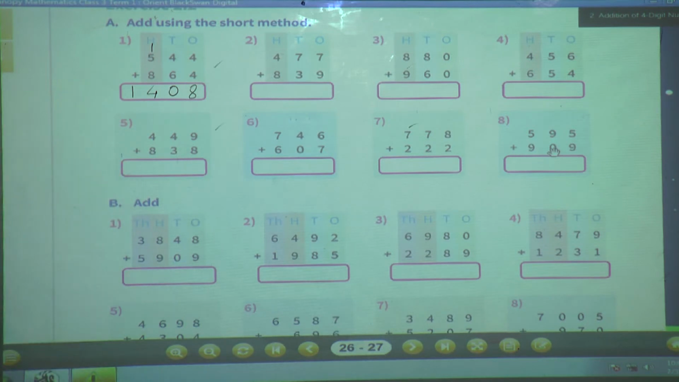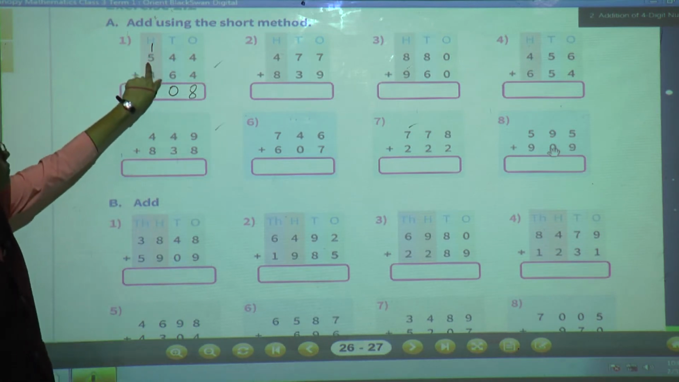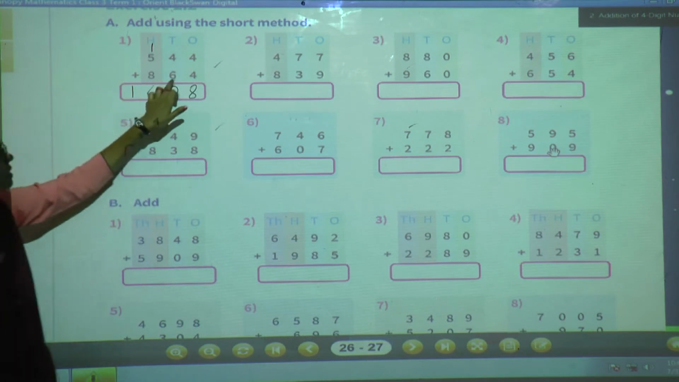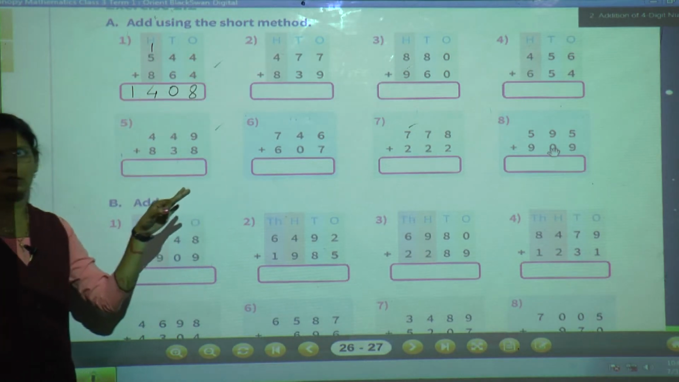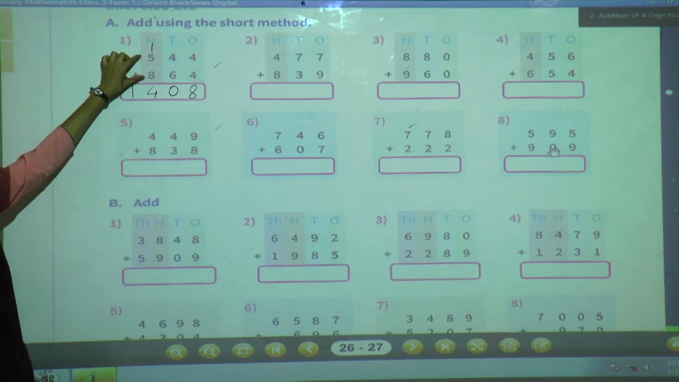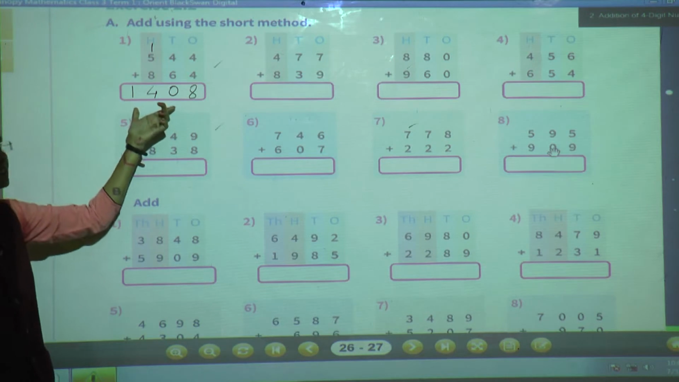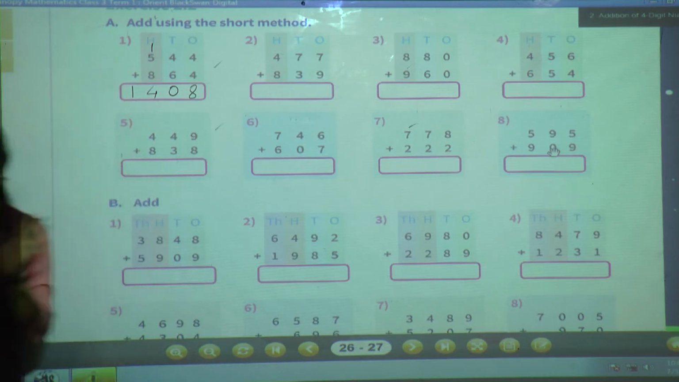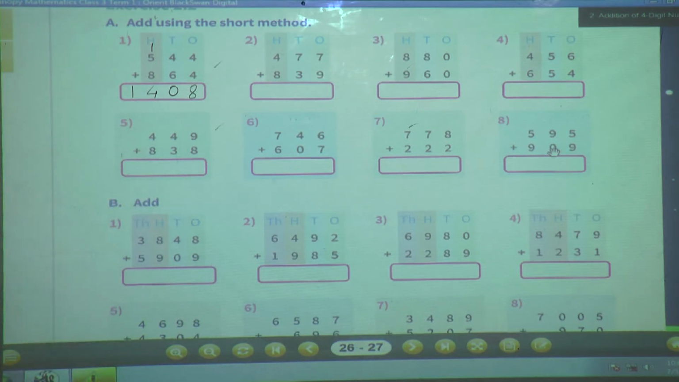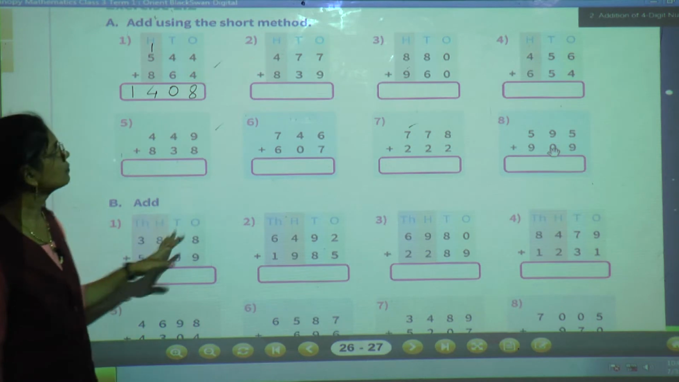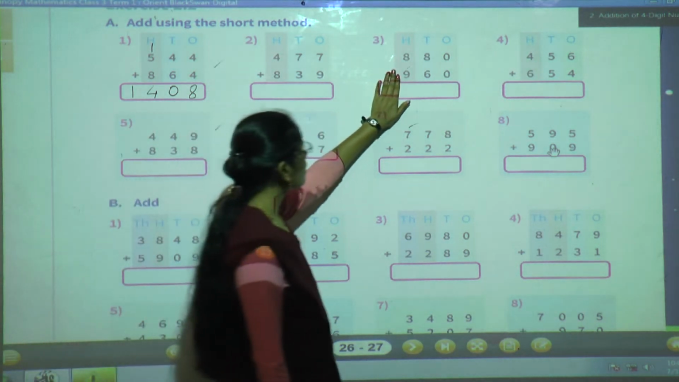Now see students, here 544, this is a 3-digit number. 864, this is also a 3-digit number. Here we add 3-digit numbers and we got the answer in a 4-digit number. So when we add 3-digit numbers, sometimes we get the answer in a 4-digit number. Now we will take the third example.